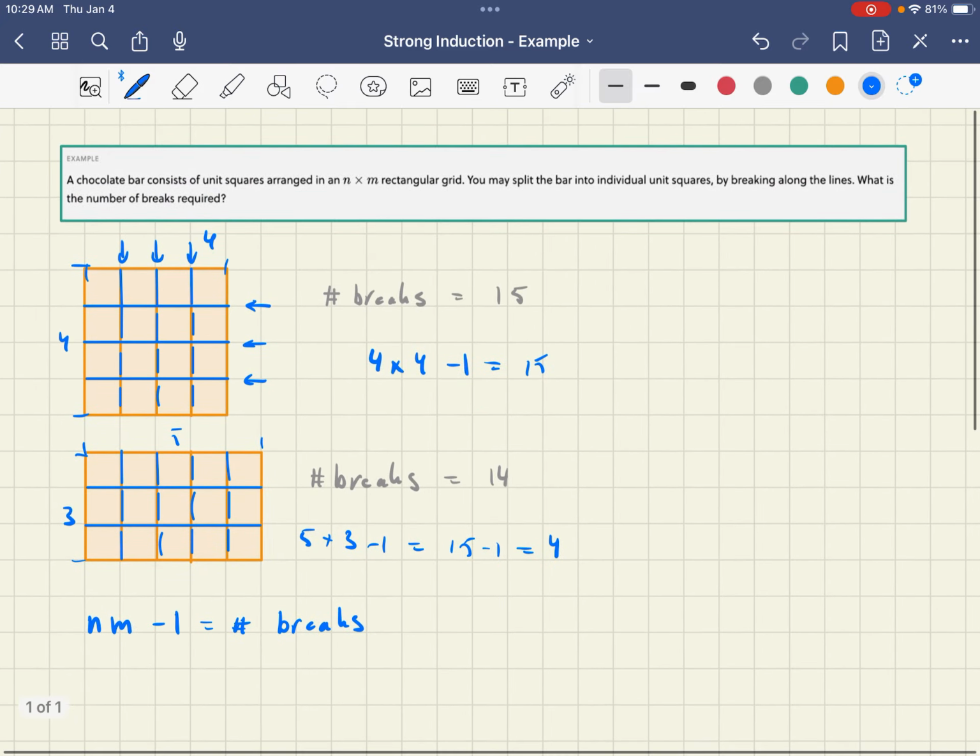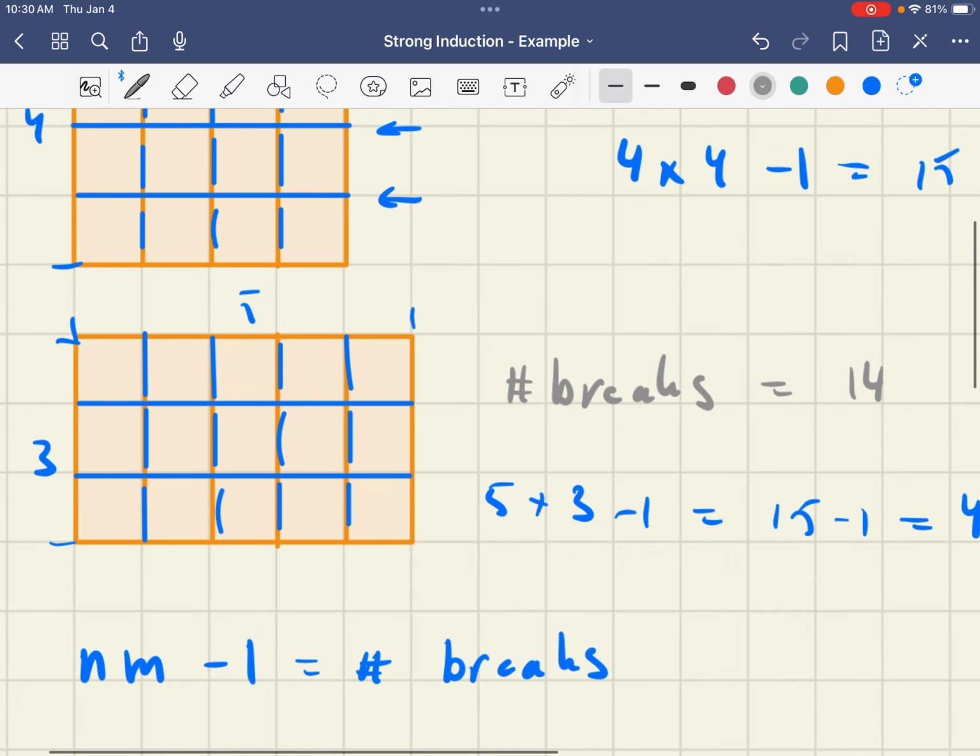Okay, so that's great. And honestly, if you're explaining this to a person, that's all you had to do. Just give a few examples and then you're done. But we're doing math proofs, so I have to do a rigorous proof of this, right? Just these examples won't do. So now we actually have to use strong induction to prove this.